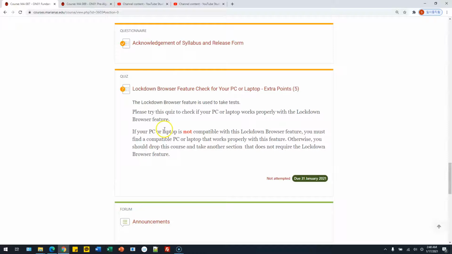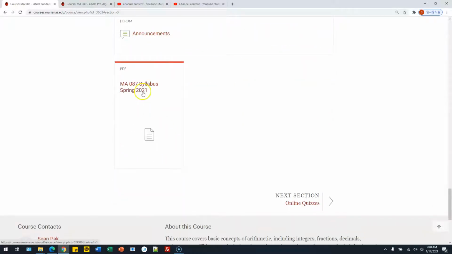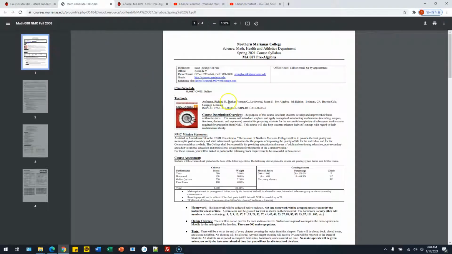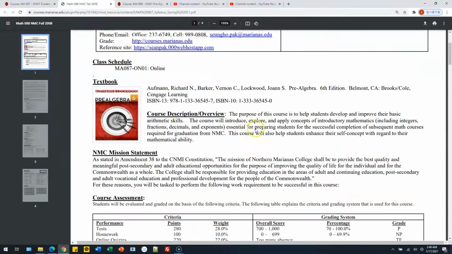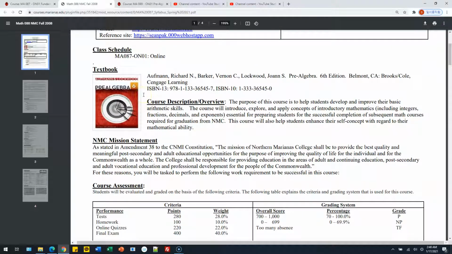As you scroll down, there is a syllabus. You can click the syllabus to open it. Once you click the syllabus, it shows my email address, my phone number, and the textbook information. The textbook for this course looks like this, and the ISBN numbers are here, so you can search for it online to purchase, or you can go to the bookstore to purchase this book.